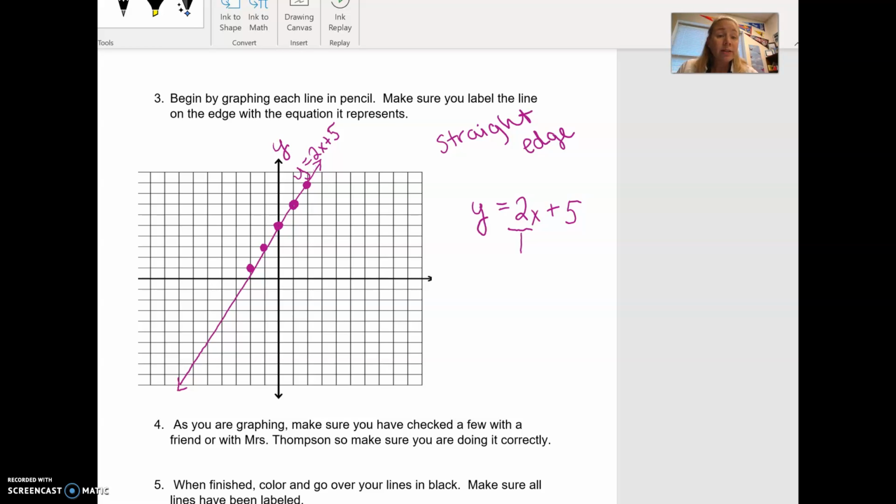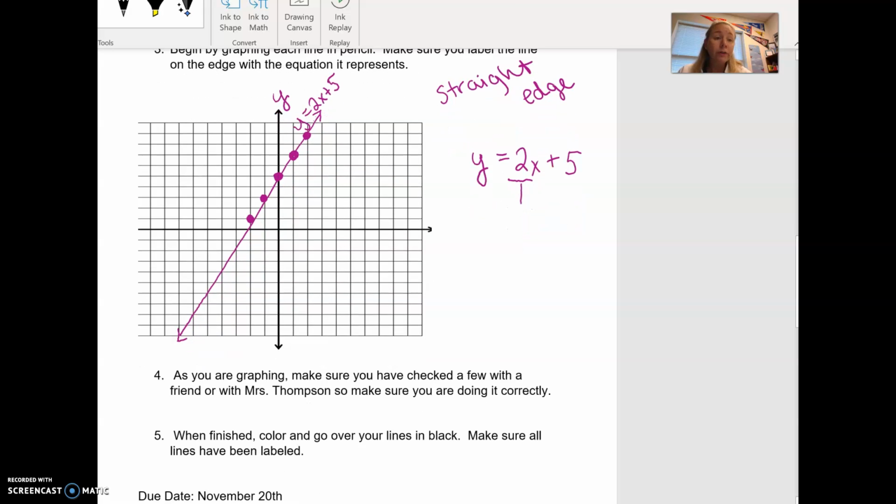Now, it is important that as you are graphing, let's say you've done 4 or 5 lines, it is important to have those checked. Because if you have already done the 5 wrong, then that's something that needs to be corrected. So please make sure that you've checked a few with either a friend who knows how to do graphing pretty comfortably, or check with me, because I want to make sure that you're doing it right before you do the whole project, okay?